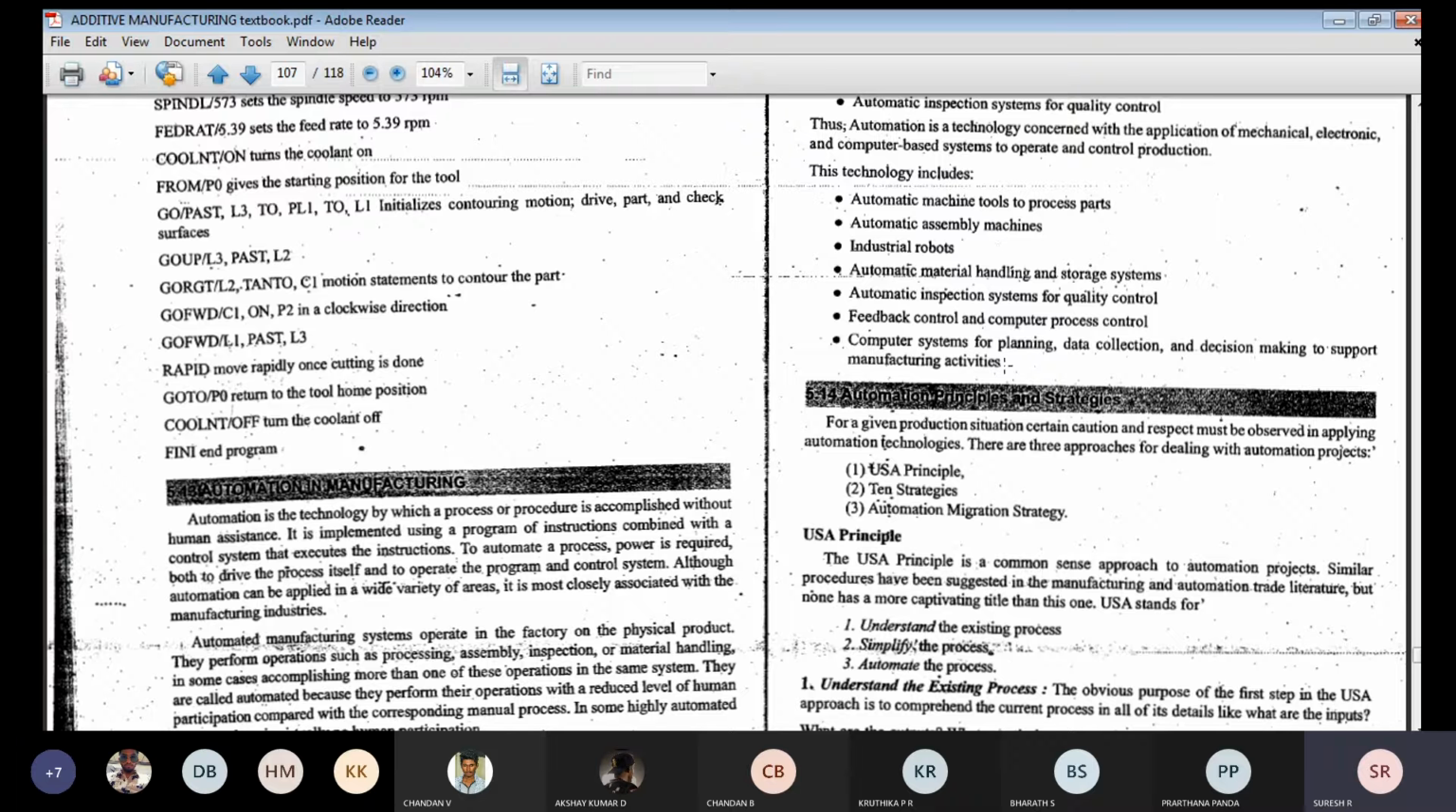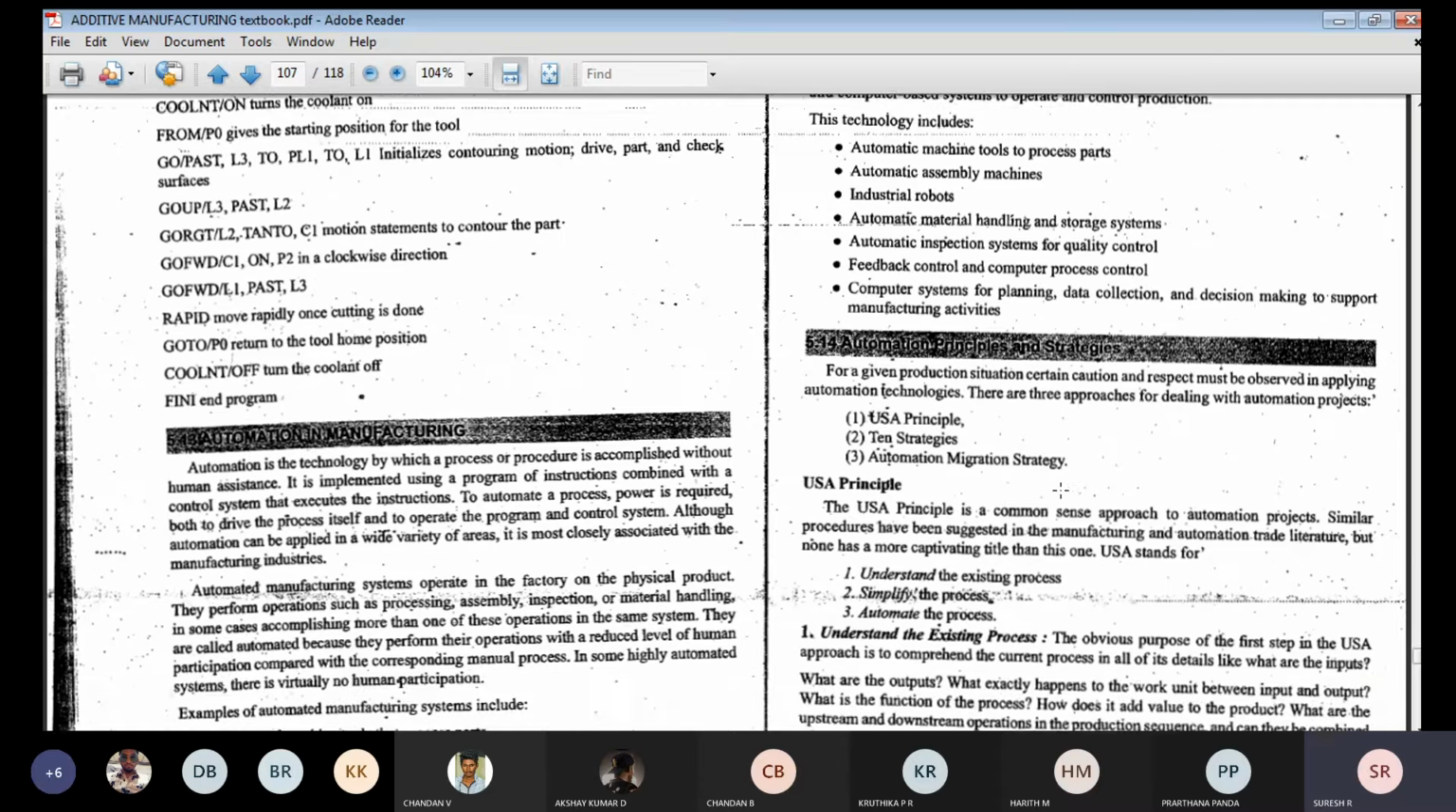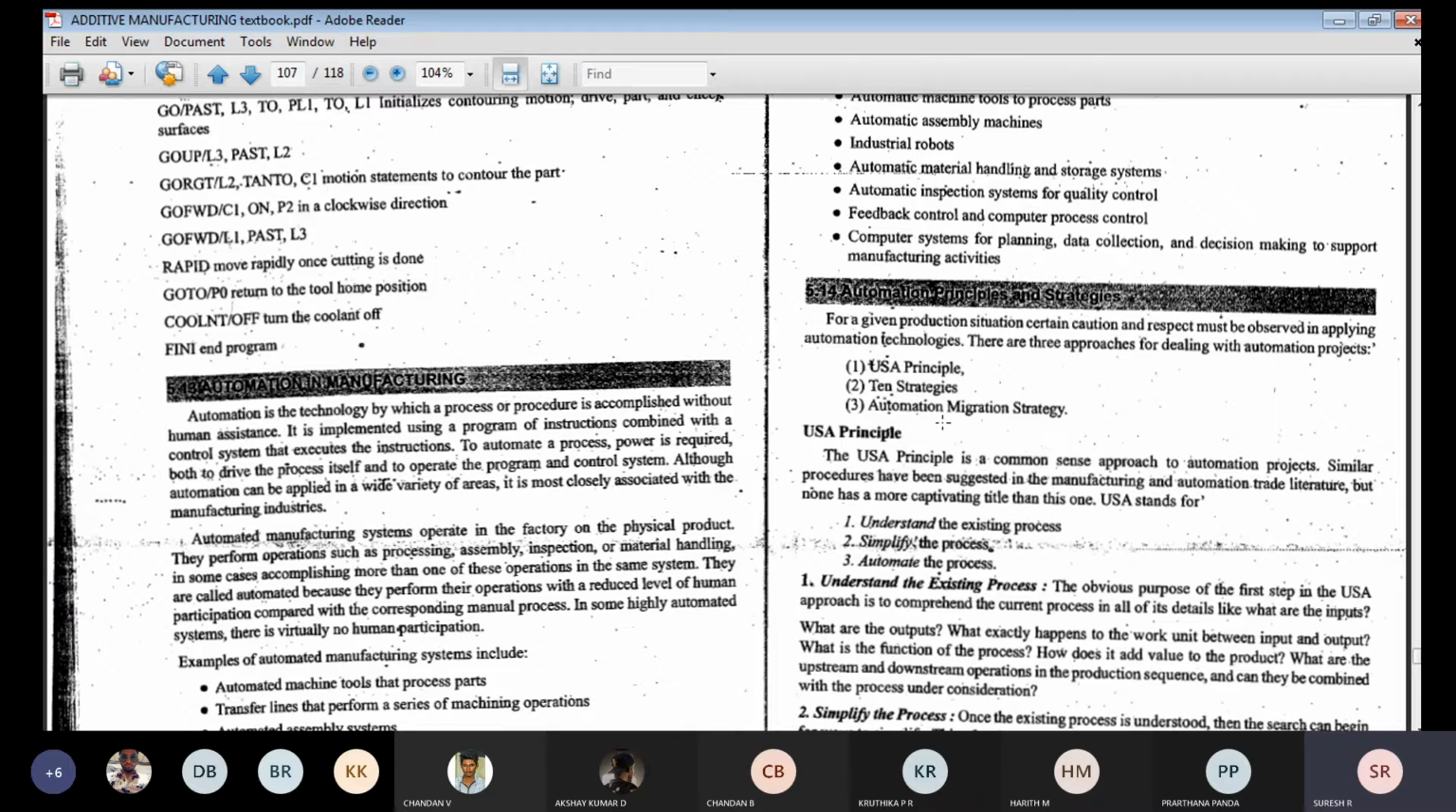For a given production situation, certain caution and respect must be observed in applying automation technologies. We have three important approaches here, very important from the examination point of view. The first one is the USA principle. The second one is the 10 strategies. The third one is the automation migration strategy. In this class, let us discuss the USA principle and the 10 strategies.